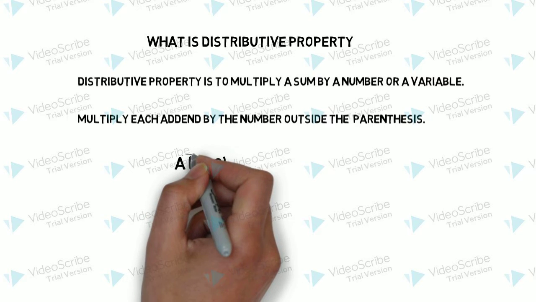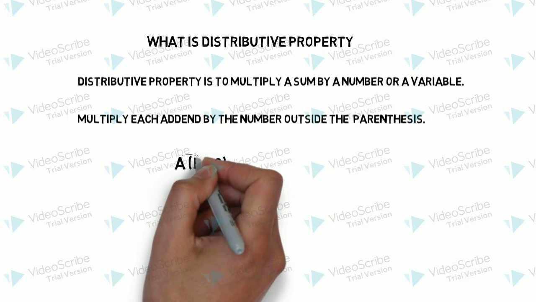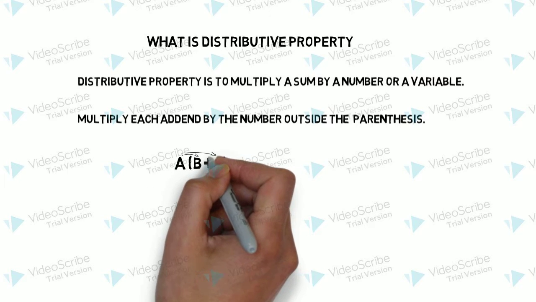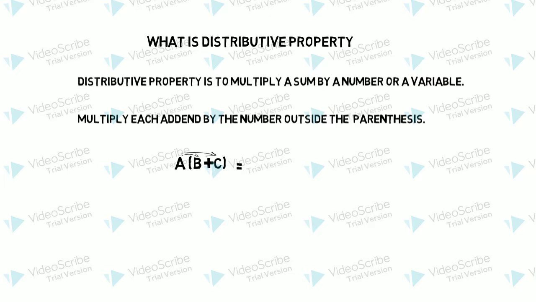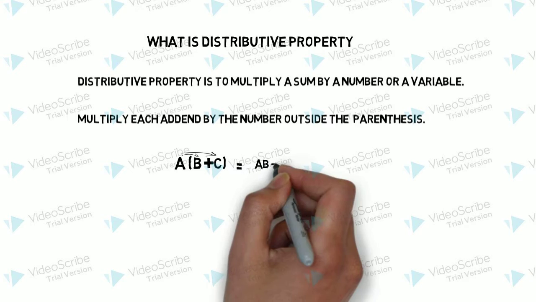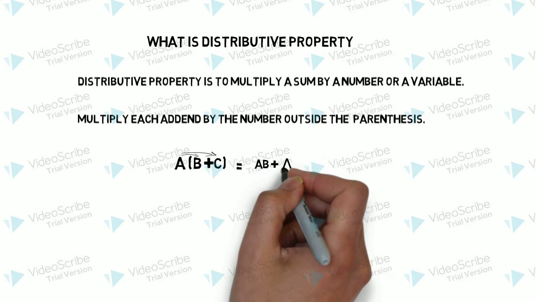So first thing you do is distribute A to B, and then you distribute A to C. When you say distribute, you actually multiply. So you multiply A times B and multiply A times C. That means you get AB plus AC, and because they're both positive, you put a plus sign.